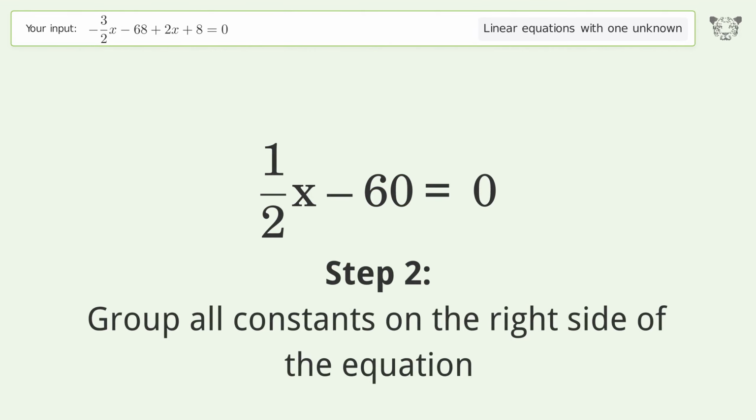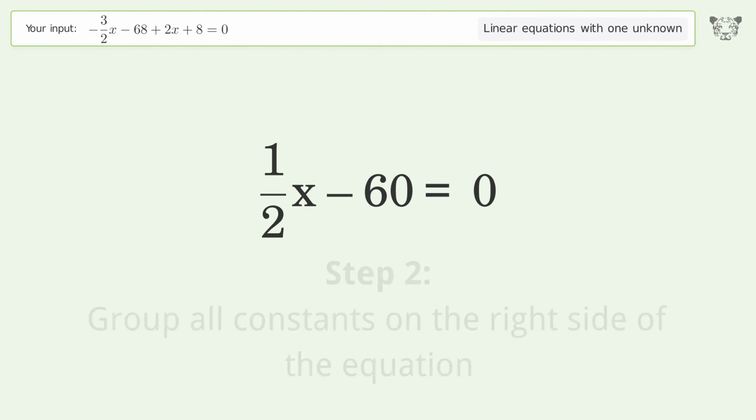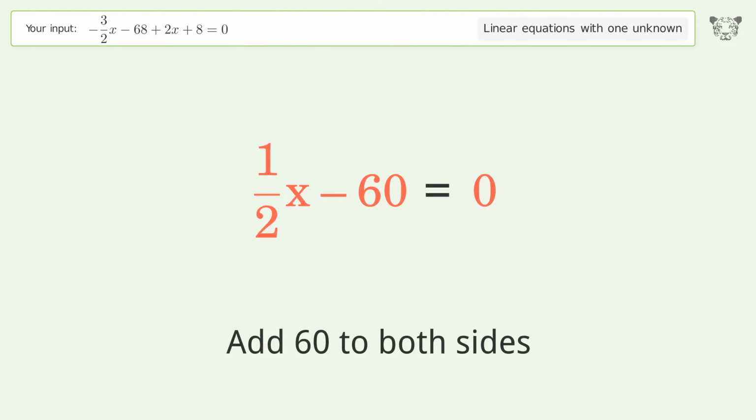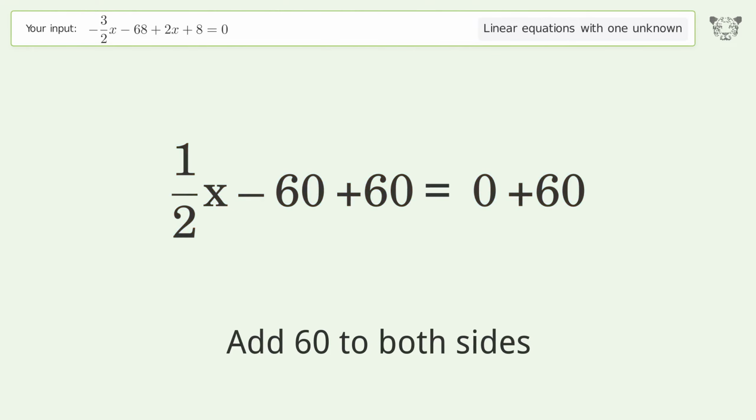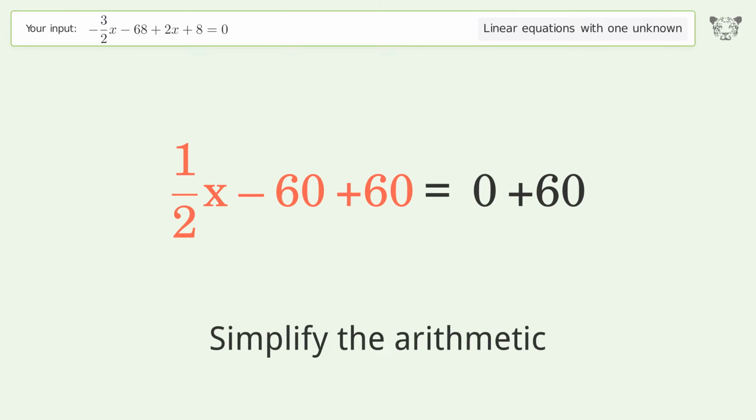Group all constants on the right side of the equation. Add 60 to both sides. Simplify the arithmetic.